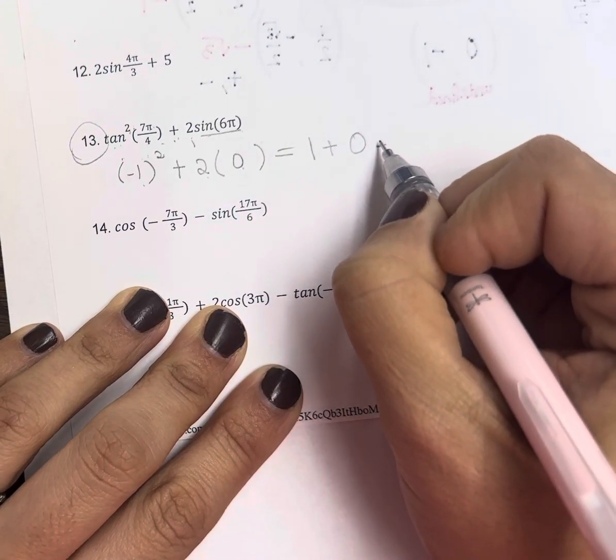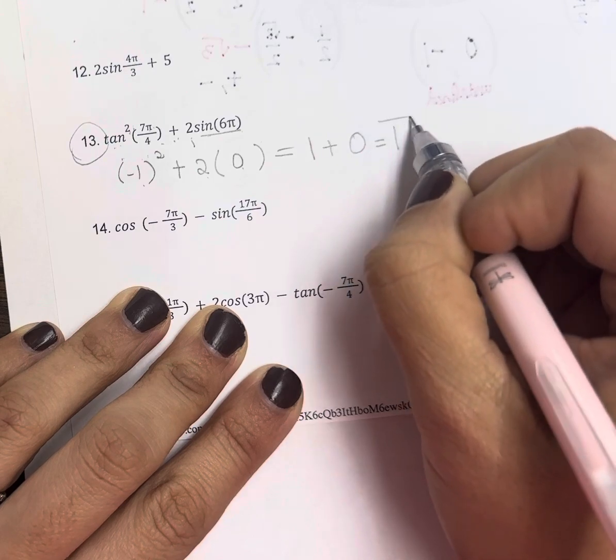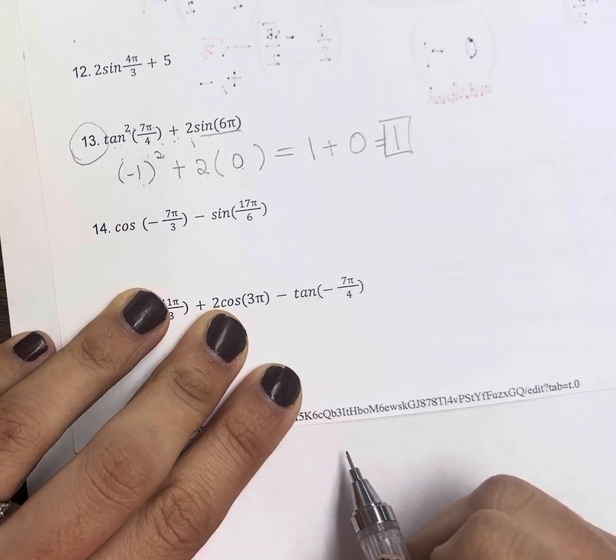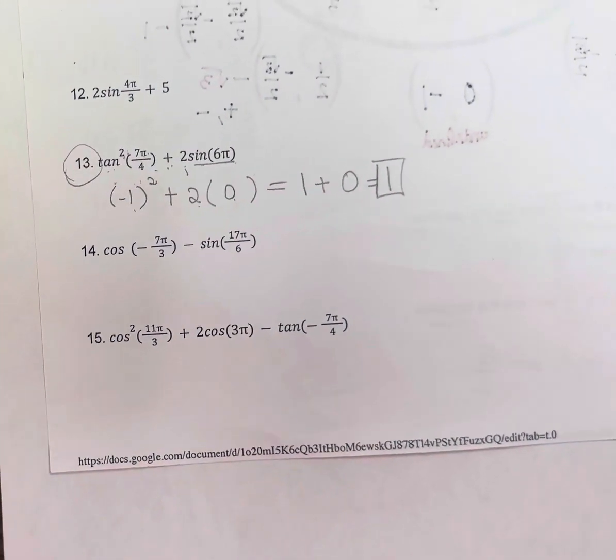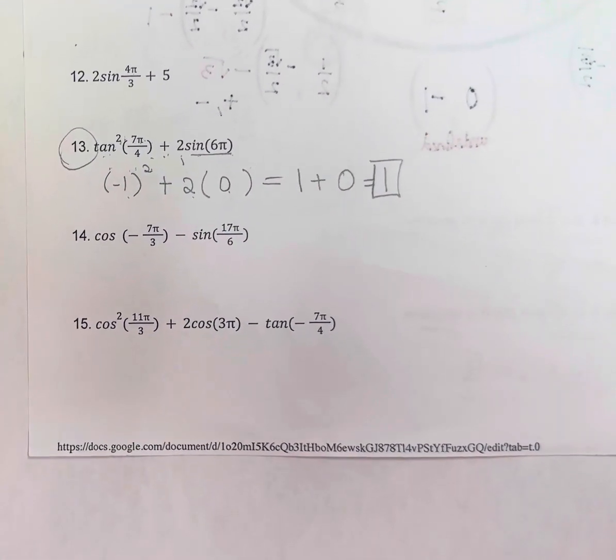Take your time, you guys. And that equals just 1. Okay? You guys can do this. I know you guys can do this. Good luck. We review today in class.